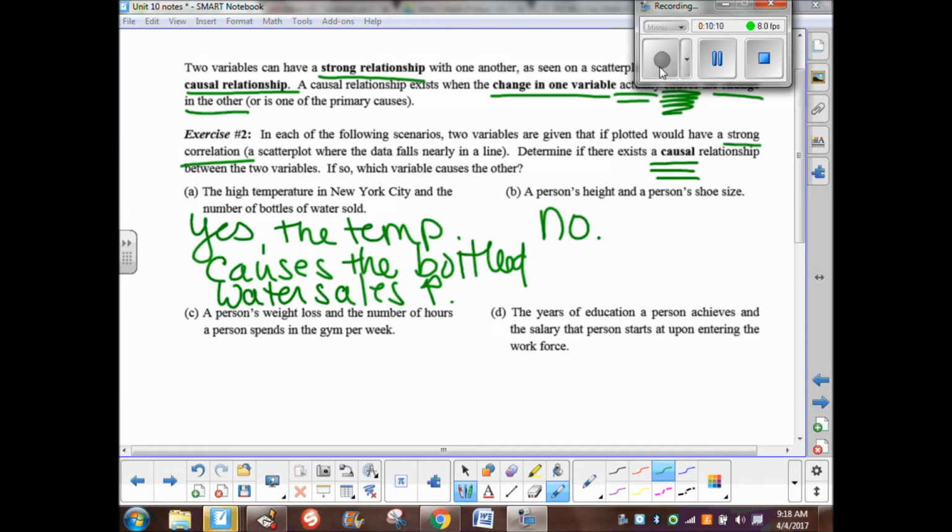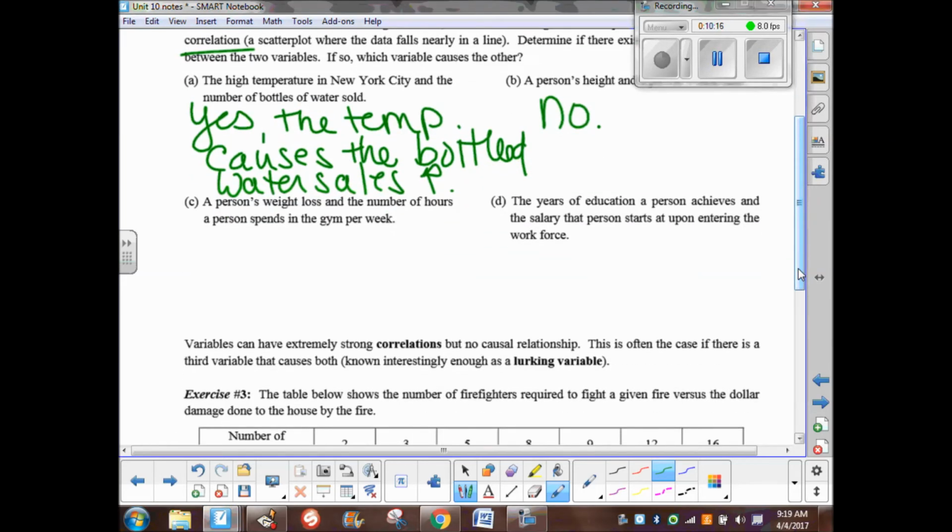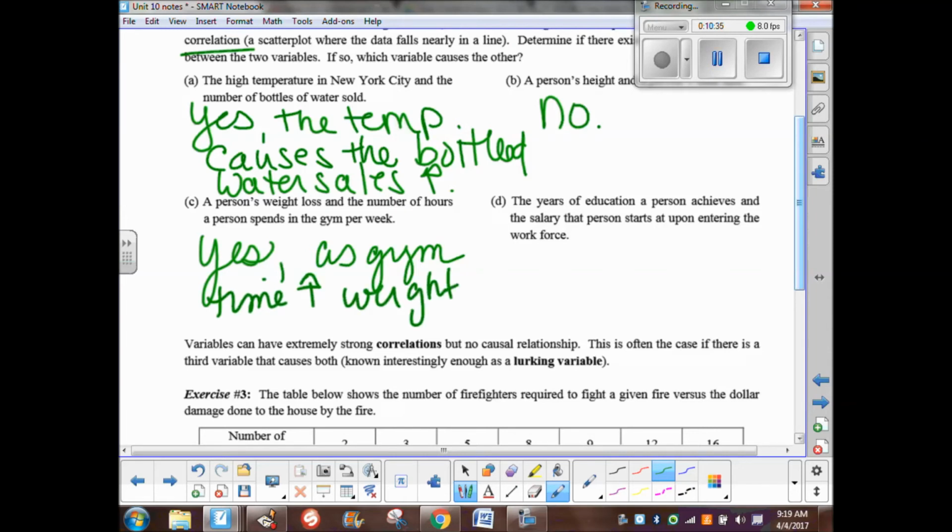A person's weight loss and the number of hours a person spends in the gym per week. Does one cause the other to happen? Maybe. The number of hours a person spends in the gym causes weight loss. Yes. As gym time increases, weight loss increases. That addresses our correlation piece, and one is definitely causing the other to happen. So the gym time is causing the weight loss.